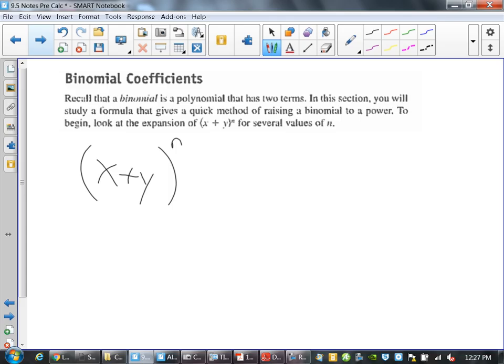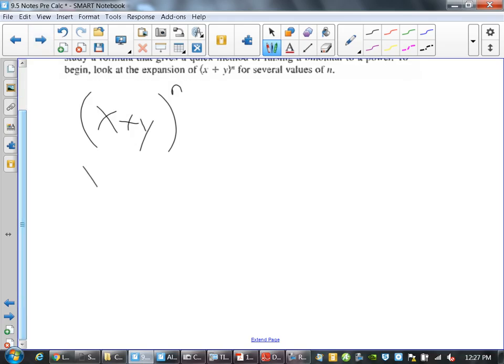So let's take a generic binomial, x plus y, and raise it to the 0 power. What's anything raised to the 0 power? 1. What's anything raised to the first power? Itself.